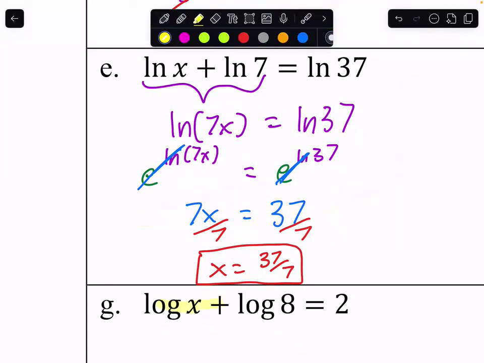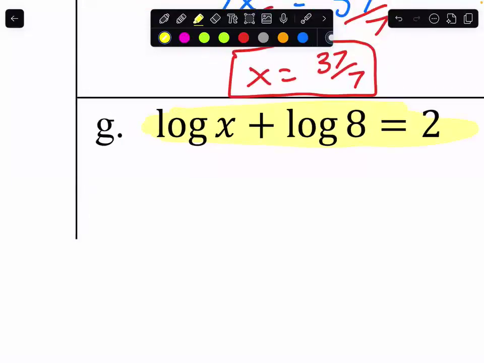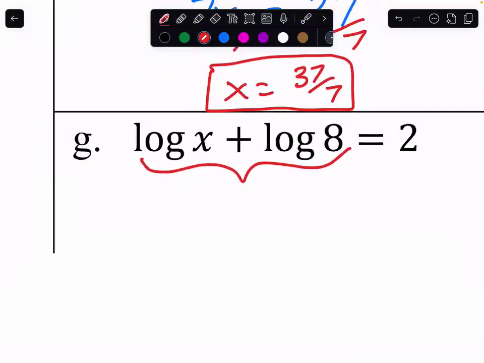Okay, so go ahead and jump down and try letter G below it. This one is similar, but not exactly the same. We see two different logarithmic terms on the left side of the equation, so we need to start by combining them. It stays a common log, but you now multiply x and 8 to get 8x. The other side is just a single term, so you leave it alone.